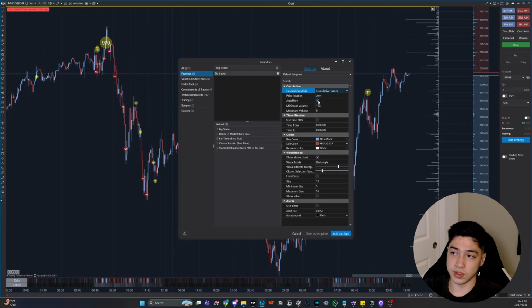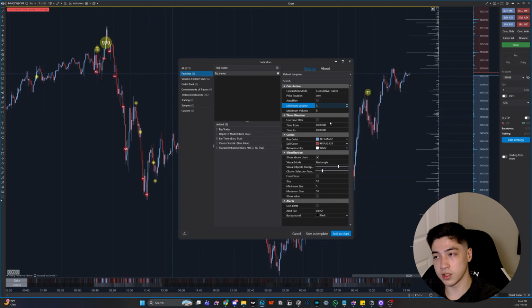Now, you can take it off and you can decide that you only want to see big trades pop up if it's 300 contracts or more, or if you want it to be more sensitive, 200 contracts or more, or if you only want to see the biggest trades possible, you can do 500 contracts or even 900 contracts.